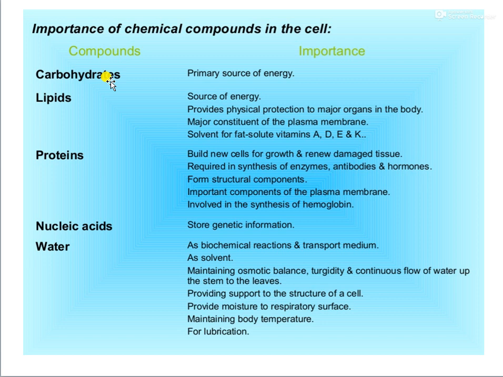So it provides support to the structure of the cell. It provides moisture to the respiratory surface. It maintains the body temperature. It helps in lubrication and all that. So these are some of the important chemical compounds within the cell and their main functions.